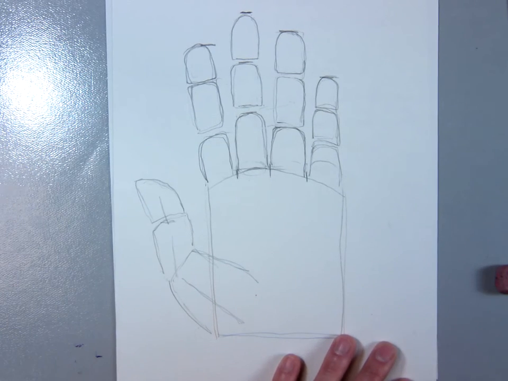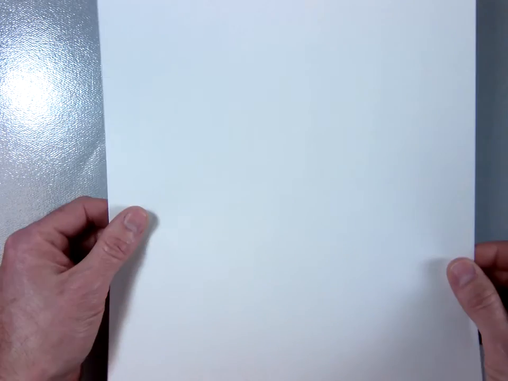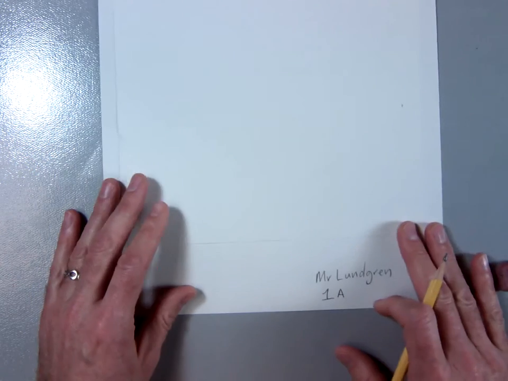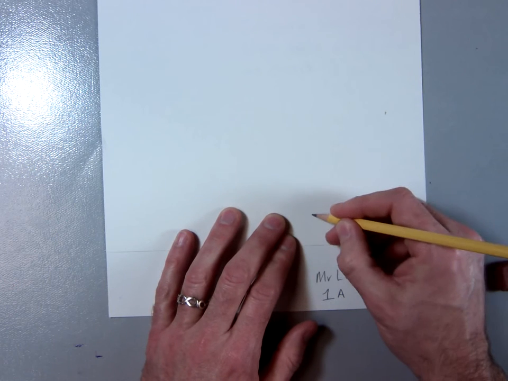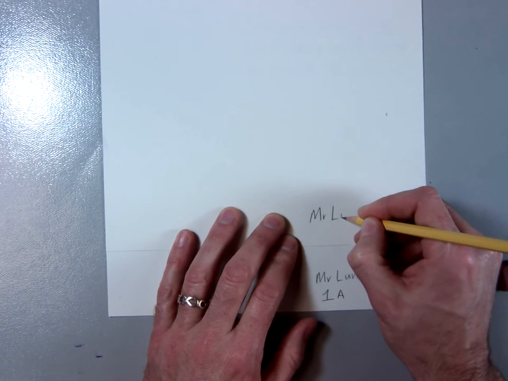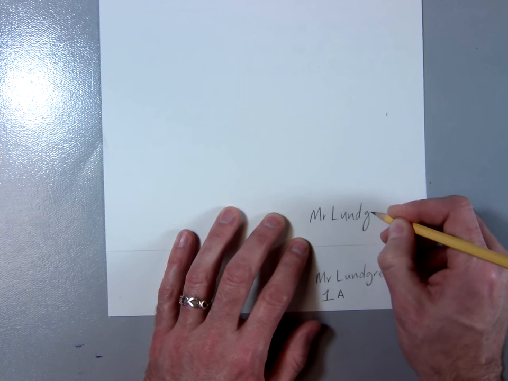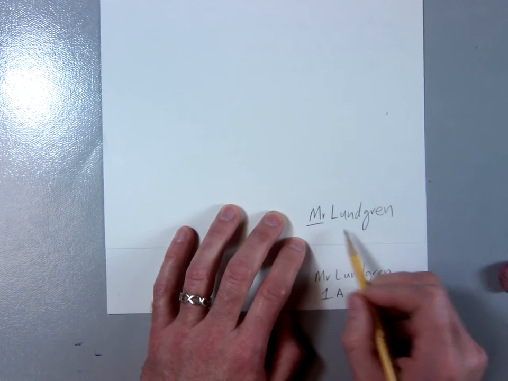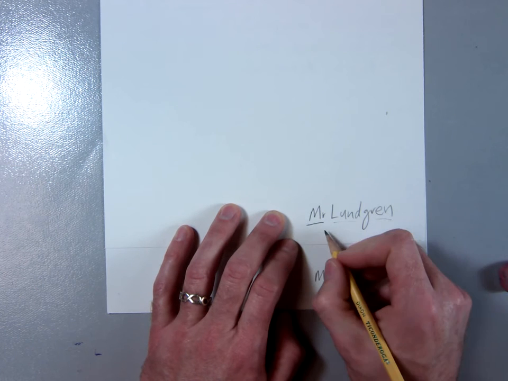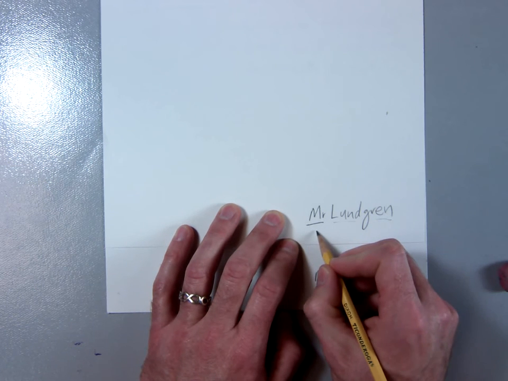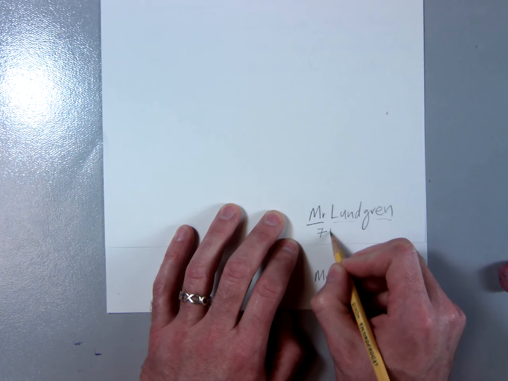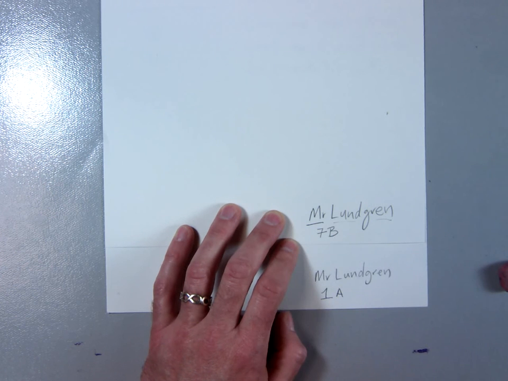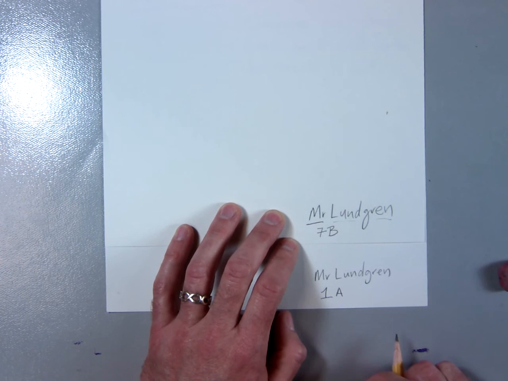So first things first, you're going to have a blank piece of paper. On the back of it, I would like you to please write your name at the very bottom. I'm going to write Mr. Lundgren because that's my name. Please write your first name. My first name is Mr. My last name is Lundgren. And then write your section. Let's say this is 7th period on B day. Write that so we have that information there.